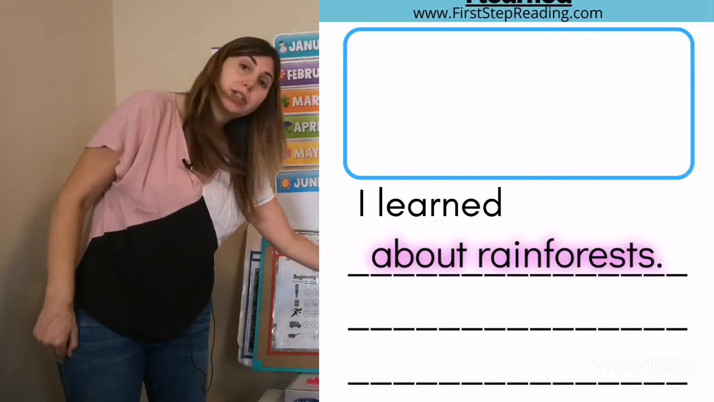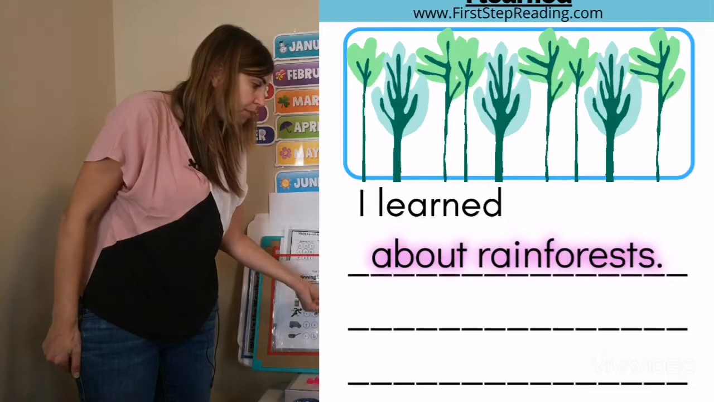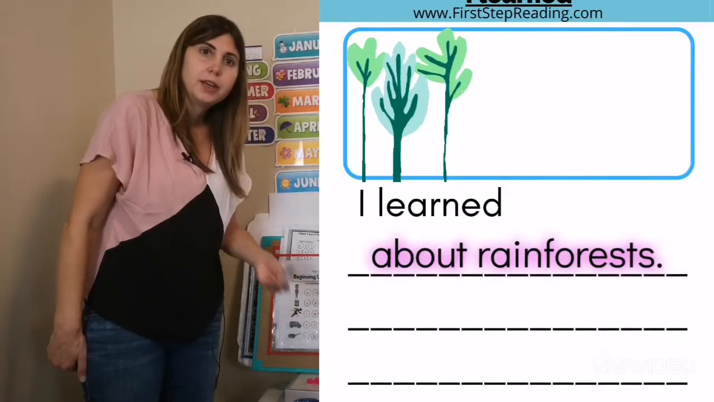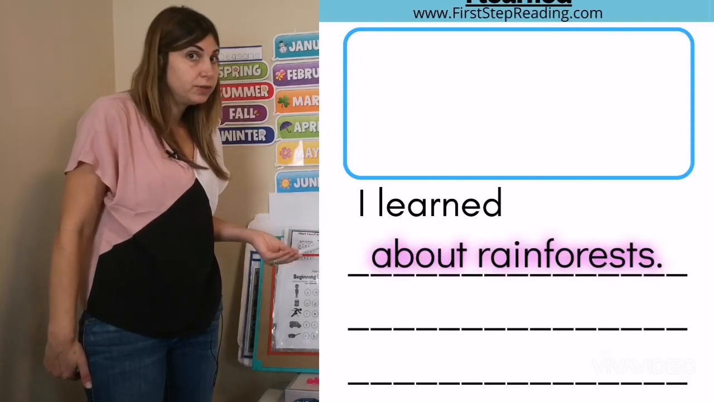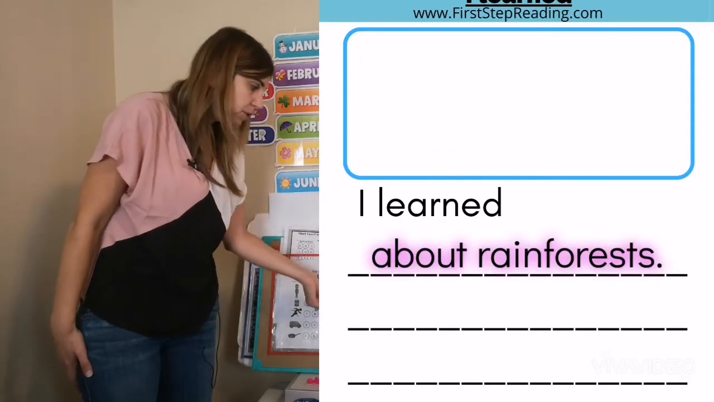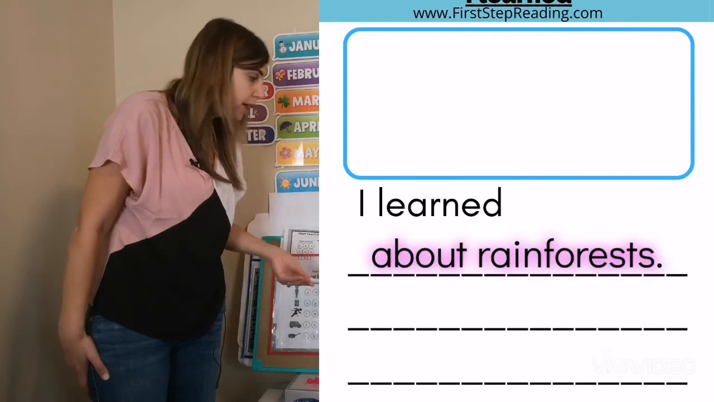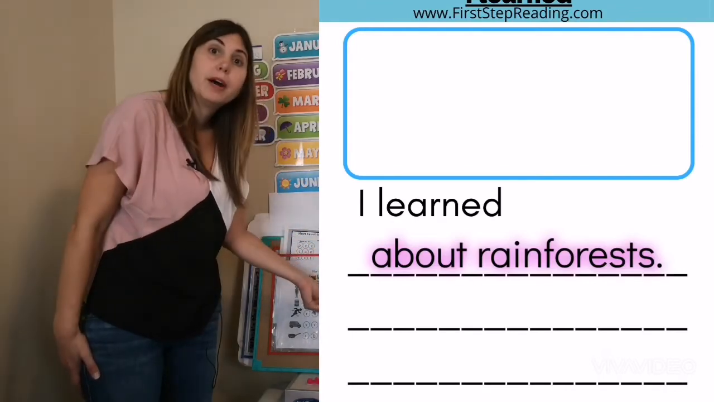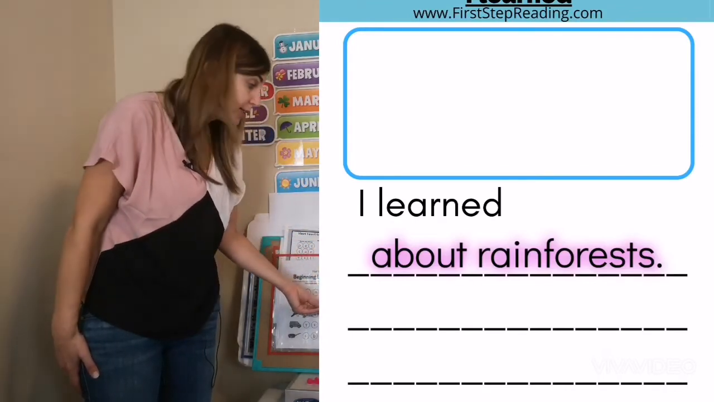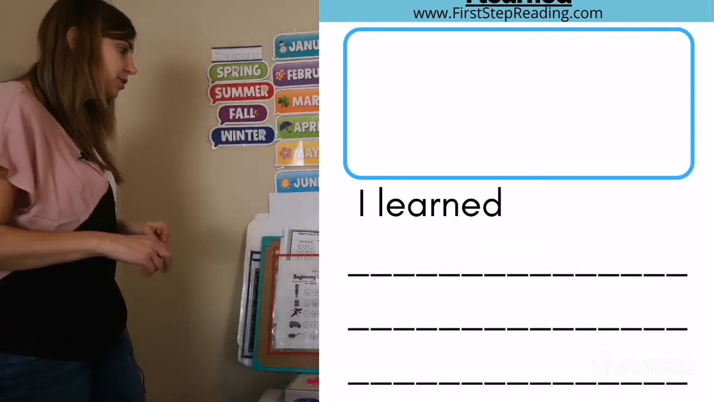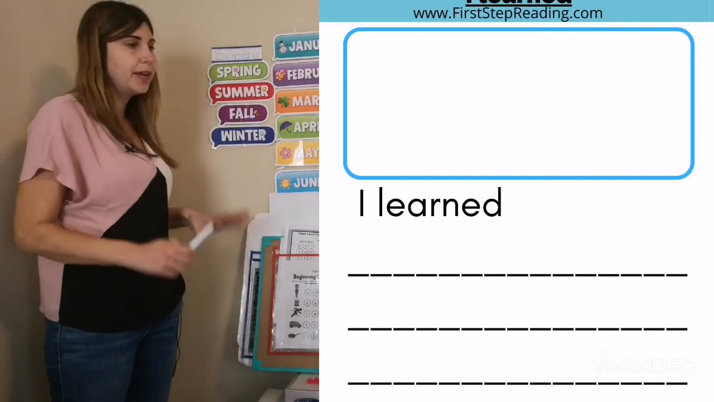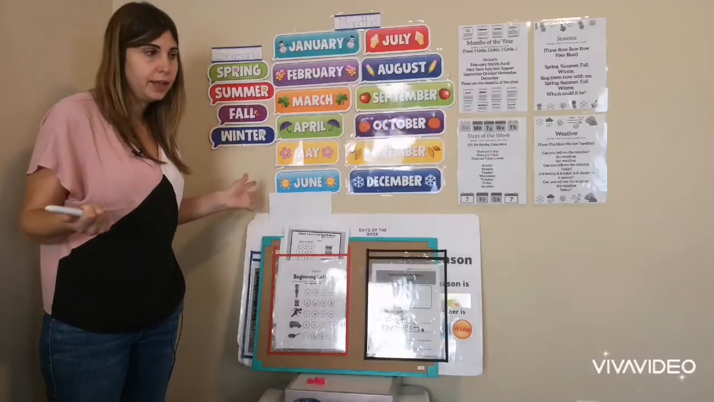And then I draw a picture about something I learned. I prefer you to write by trying to hear the sounds. If it's very, very difficult for you, you can have an adult write it in yellow and you can trace it, but you will learn more about spelling and hearing the sounds if you try to sound out your sentences. So that's sentence writing, and that is our literacy for today.